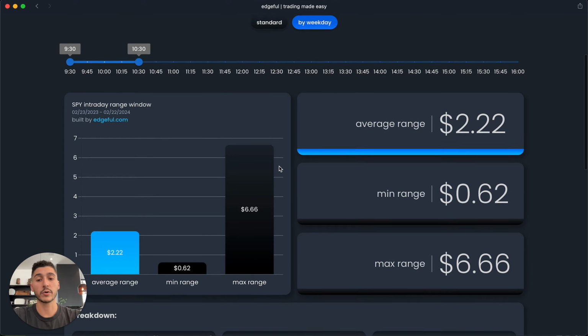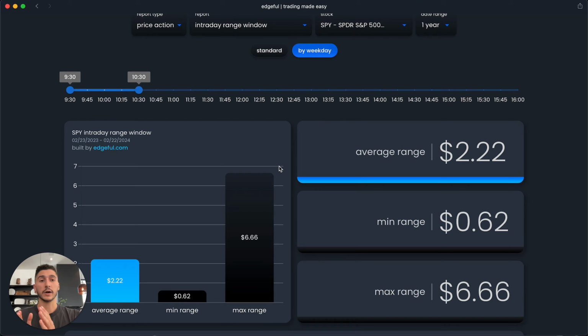So what this report allows you to do is see, okay, I only like to trade the first hour. What is my expectation for the range for that time? So let's say you're in a trade, you're long. You don't want to set your profit targets $4 away, because in the first hour, which is your trading window, it's not going to get to that $4 move. It usually takes a lot longer for that $4 move to play out.